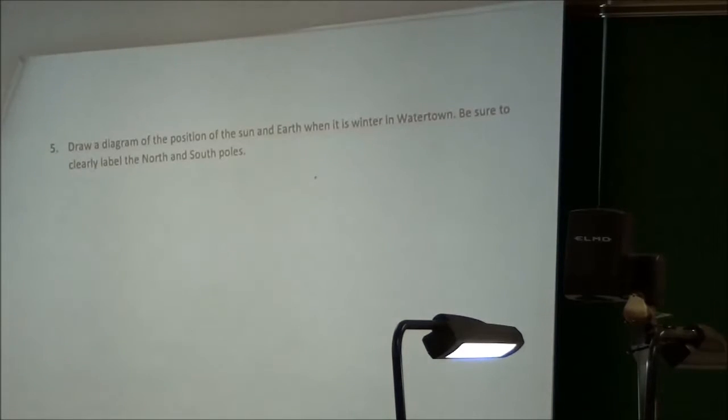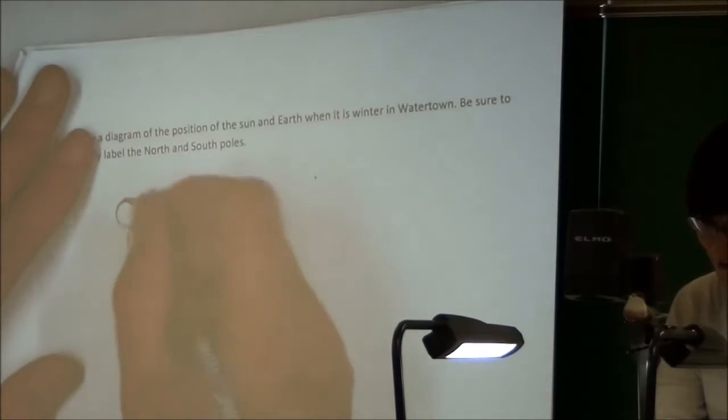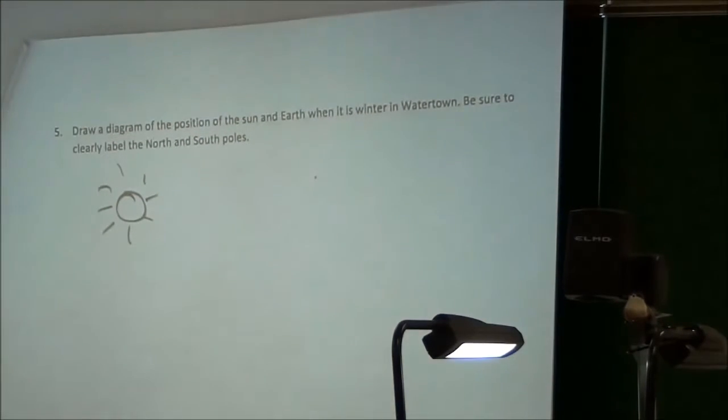Draw a position of the sun and earth when it is winter in Watertown. Be sure to clearly label the north and south poles. So how do I start? Draw the sun. I'll draw the sun over here. Does it matter which side I draw the sun on? No. Nope.